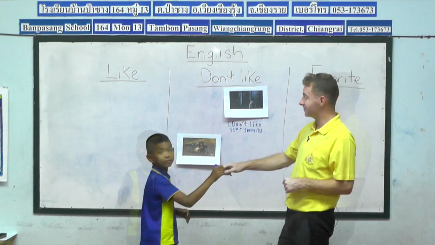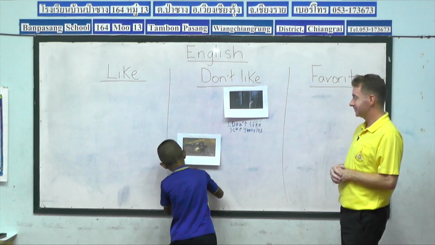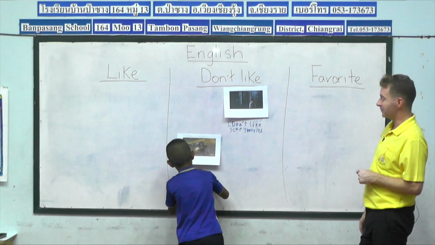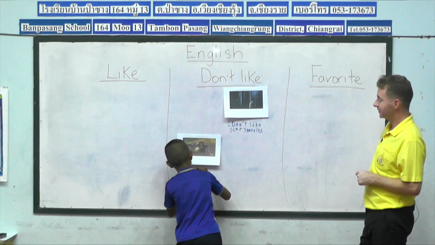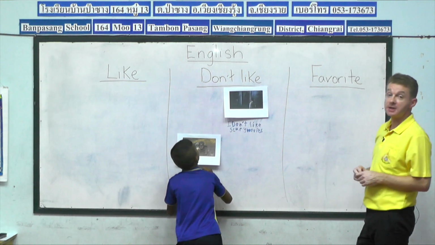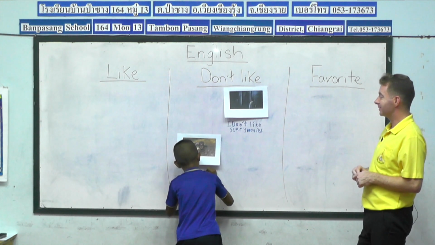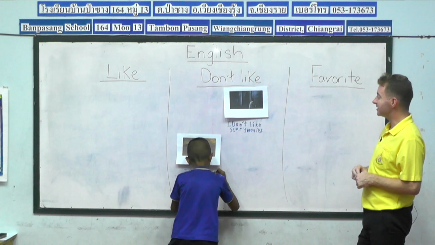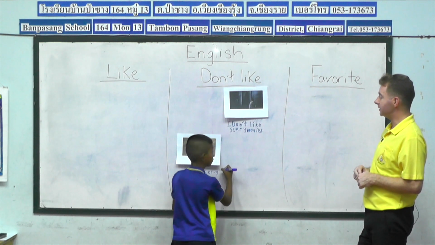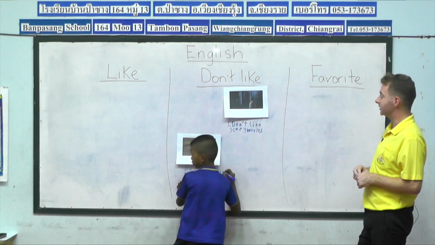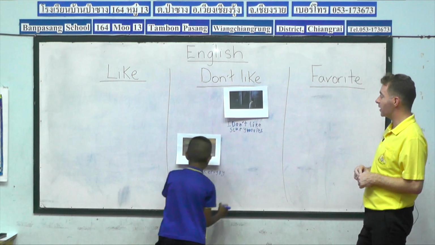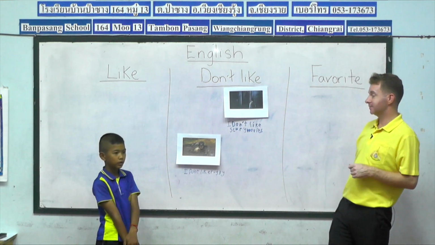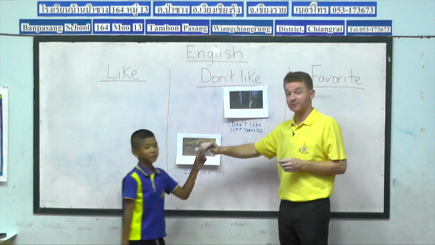And now Pat can write the sentence, I don't like, D-O-N-T, like, and then the name of the sport, rugby. R-U-G-B-Y. Excellent. Well done, Pat. So one more time. I don't like rugby. Excellent, Pat. Very well done. Big round of applause for Pat, please, guys.